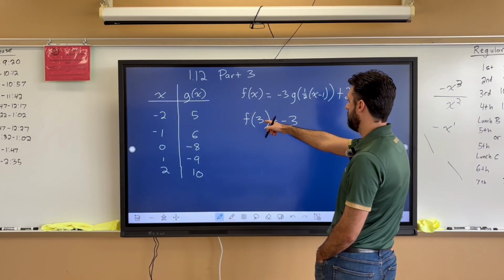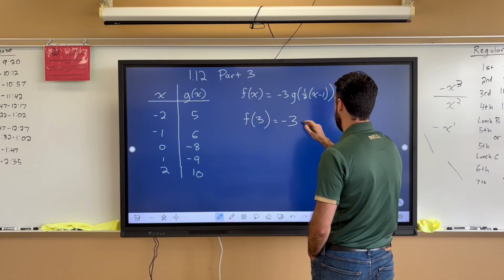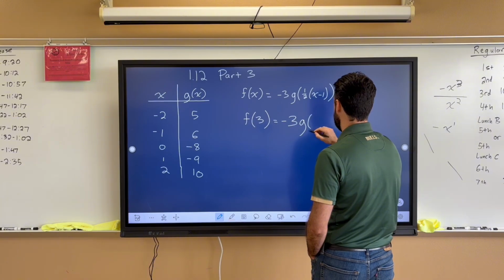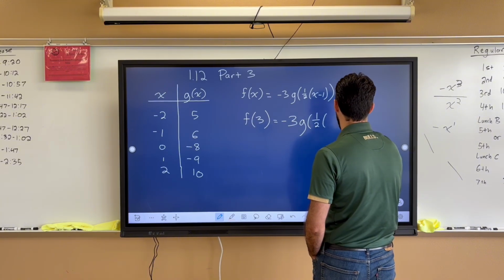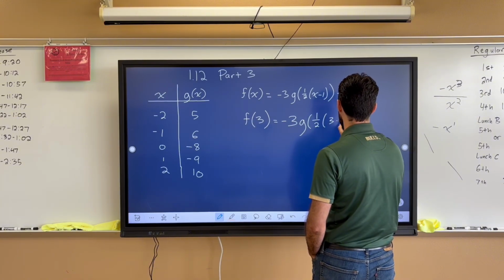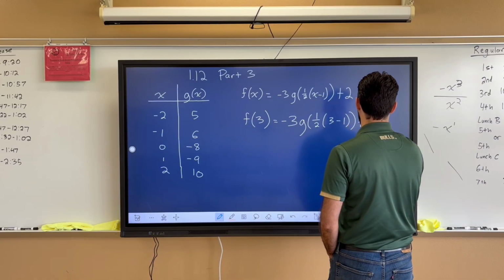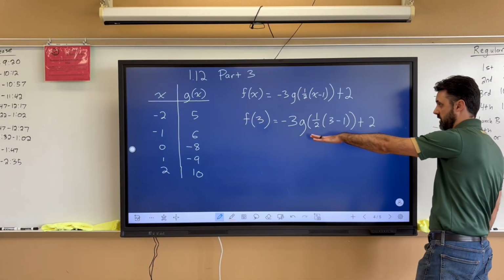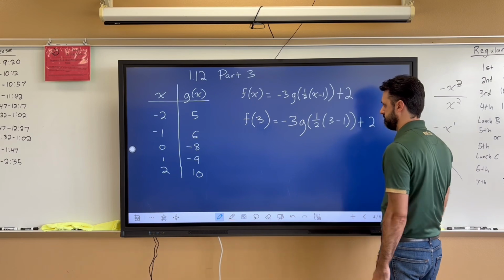All right, so I'm going to plug in 3 for the x's here. So we still have negative 3 times g of 1/2, or there was an x, now there's a 3, and then we have plus 2. Okay, same equation here, just plugged in 3 for both x's.